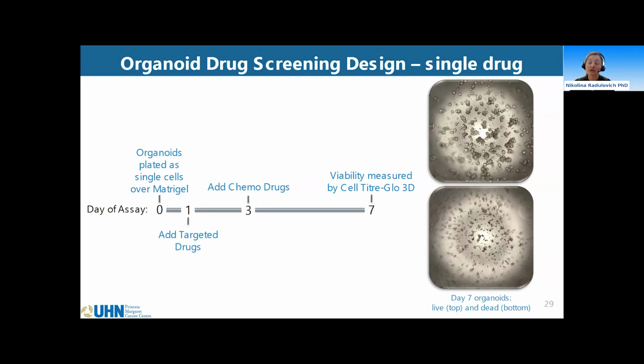For instance, we would dissociate the organoids to single cells. We'll plate them in the 384 or 1536 well format, and then we would add the drug, whatever it is, chemo drug or targeted therapy or epigenetic drug. And then after a certain amount of time, we could measure viability. So we could do an endpoint assay, for example, an ATP-based assay, or we can also do imaging or an apoptosis-based assay, whatever really depends on the drug and on your research question.